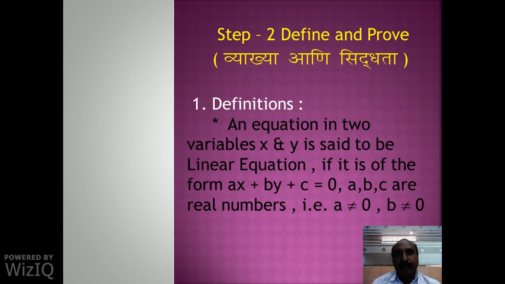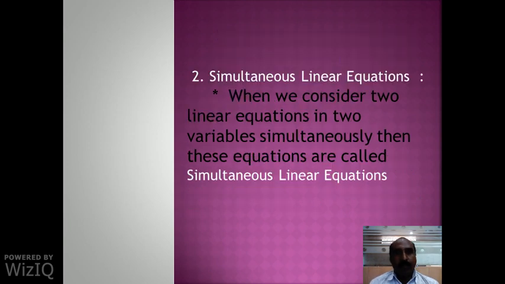Now step number 2, define and prove. In this step we will see some definitions. First, an equation in two variables x and y is said to be a linear equation if it is of the form ax plus by plus c is equal to 0, where a, b and c are real numbers, that is a is not equal to 0 and b is not equal to 0.